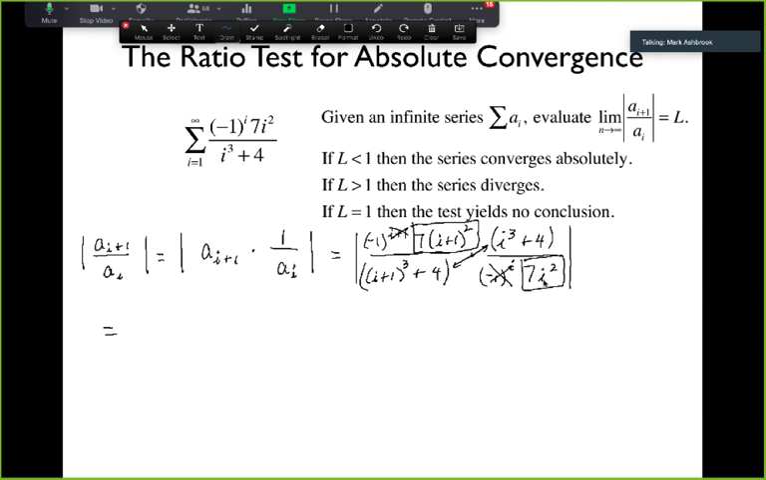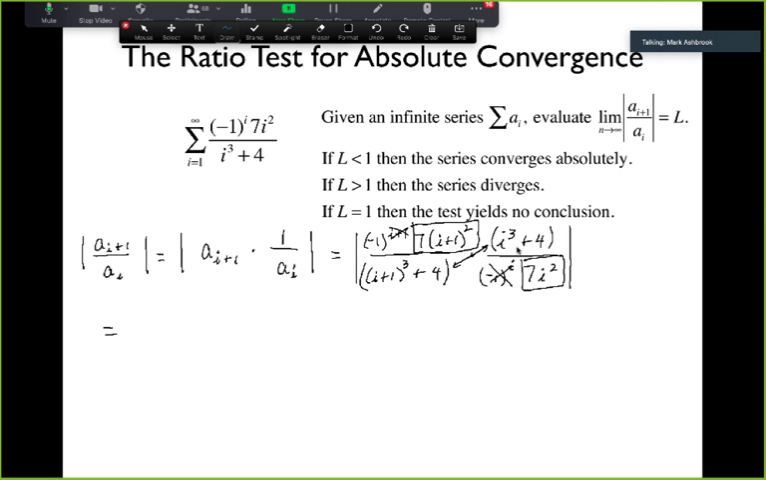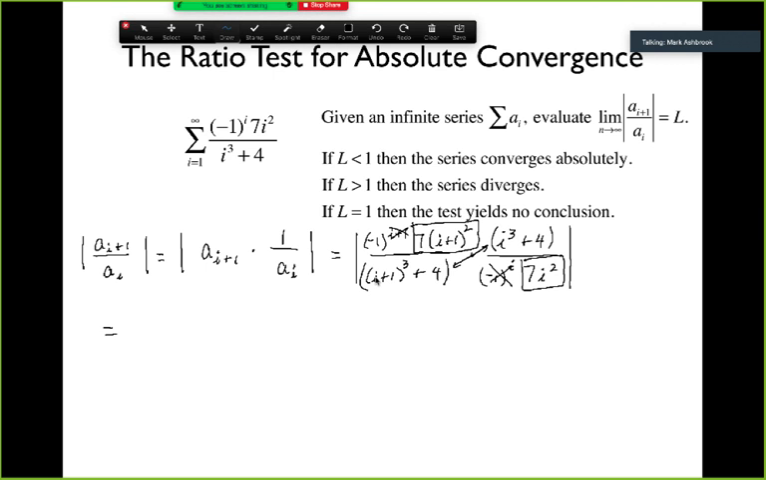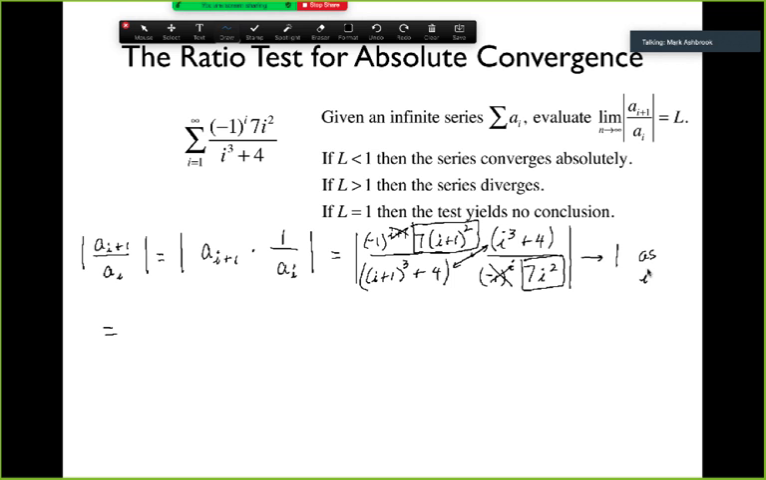Same thing here. I got 7i squared, and I got another 7i squared. Limit? 7i squared over 7i squared, so 1. So the absolute value of negative 1 is 1. The limit as i gets big for this thing is i cubed over i cubed, that's 1, and 7i squared over 7i squared. Everything is 1. So the limit is 1. And so what does that tell us?